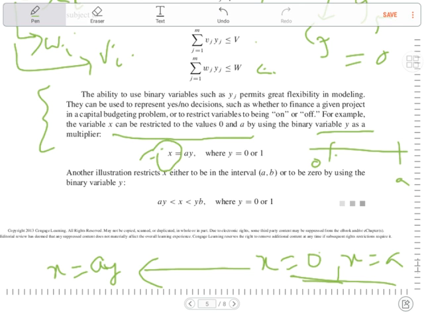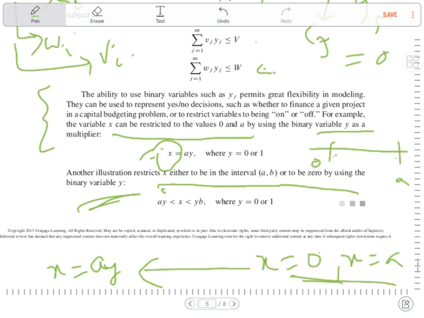Okay. Similarly, as I said, another illustration restricts x to be either in the interval ab or to be 0 by using the binary variable. So now, instead of taking single values, you can restrict your variable to lie within a range, as I said in the earlier case: within the range or outside the range. That means not within the range will be assigned 0.